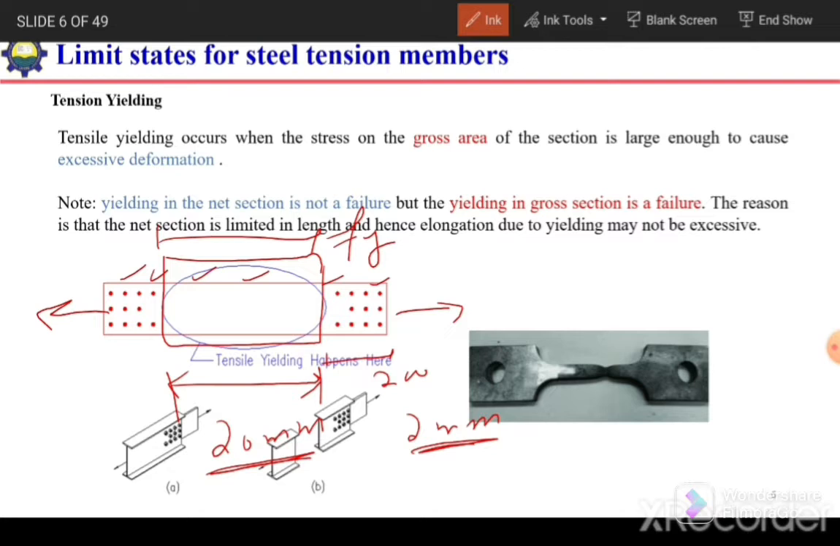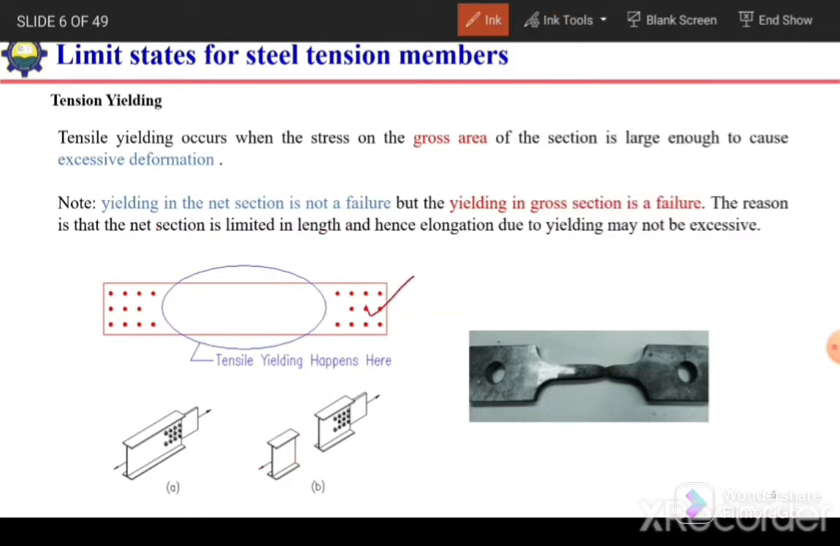So we will consider the yielding in this area as a failure, but the yielding in this portion we will ignore. Why? Because the deformation corresponding to that yielding is not that high. If we see in this figure, this is our gross area, so here there will be yielding. In case of tension yielding, we need to consider the whole area while calculating the strength corresponding to the tension yield limit state.